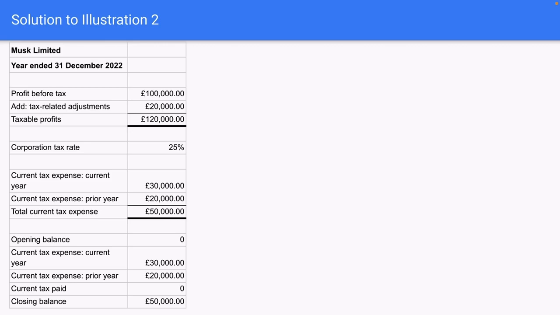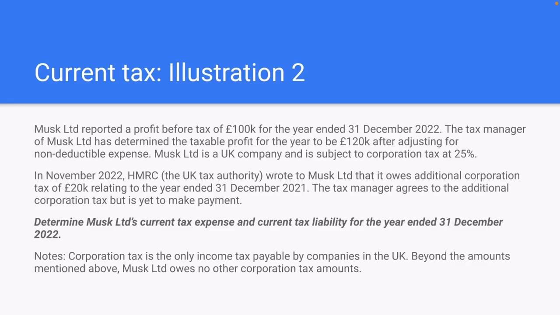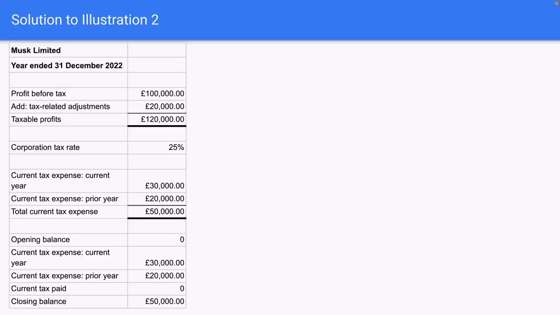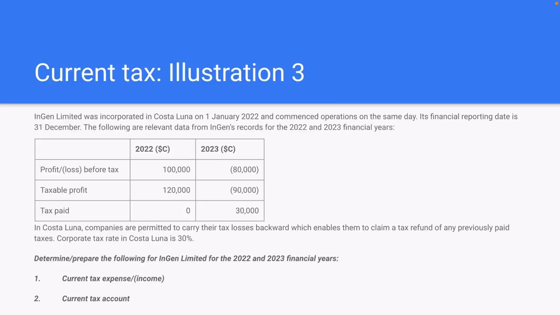Remember that in the illustration, it says that no taxes were owed in the beginning of the year. So what that means is that there was no opening liability, so your opening balance is 0. Your tax expense for the year, there are 2 components to it. You've got the 30,000 current tax expense related to activity for the year, and you've got the prior year number of £20,000. No payment has been made, so there's nothing to deduct. And what that means is that we have a total current tax liability of £50,000. It's pretty straightforward. And current tax in reality can be this straightforward. So let's go a bit further.